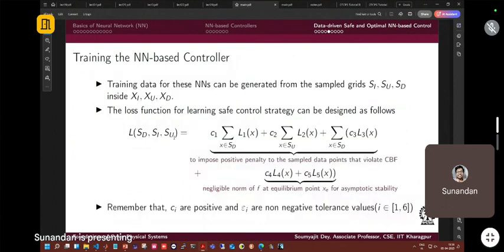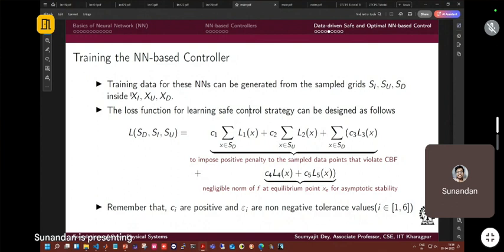If you see the loss function, this is how we modify it. In this case, SD, SI, and SU. What are these? Basically, these are generated from the sampled grids SI, SU, and SD inside XI, XU, and XD. These are continuous domains, so this is after discretizing them with certain granularity.